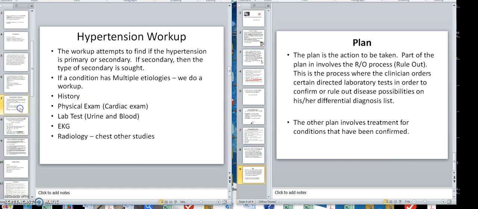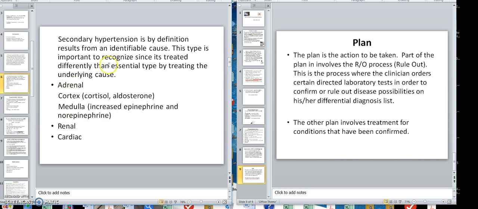Okay. The lab tests would include urine and blood tests, EKG. For secondary hypertension, you're looking at the adrenal cortex, for breakdown products of epinephrine and increased aldosterone. You're looking to see if the kidney has a problem. Remember the kidney, the renin-angiotensin. You're seeing if the heart is beating too fast or the stroke volume is too much.